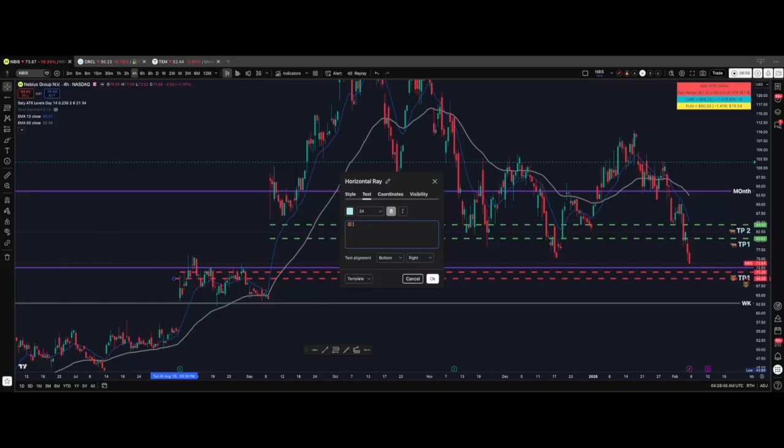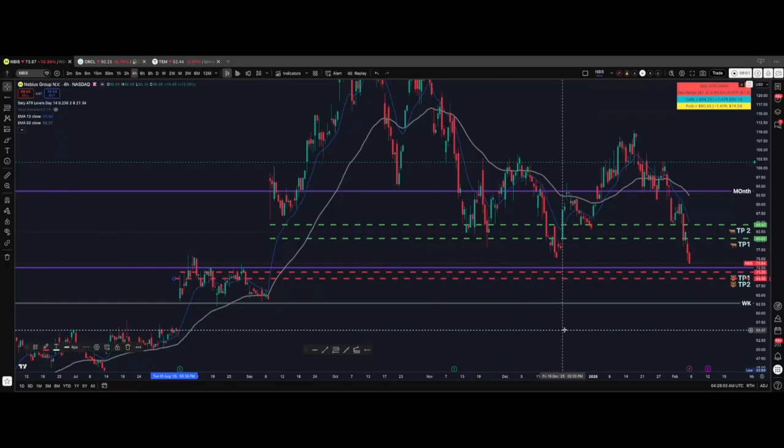So I'm going to put a bear here. That's TP2. And that's it.